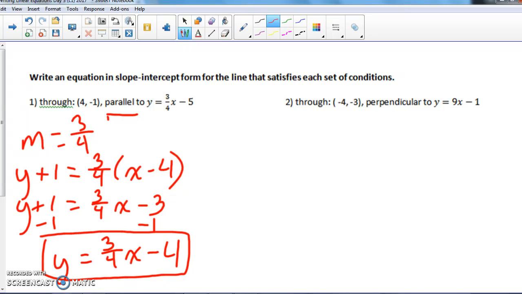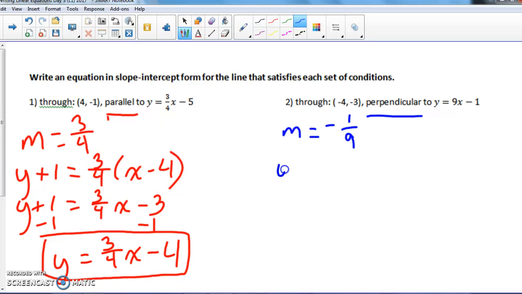Okay? Now in contrast, look at the next one, number 2. Through the point (-4, -3), and perpendicular to y equals 9x minus 1. So perpendicular does not mean the same slope. It means opposite reciprocal slope. So look at the slope of the given line. The slope of the given line is 9. Its opposite reciprocal is -1/9. So I have my slope, I have a point, I'm ready to go.